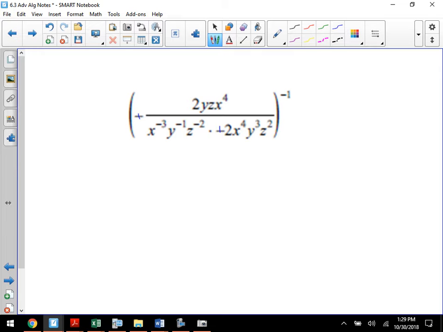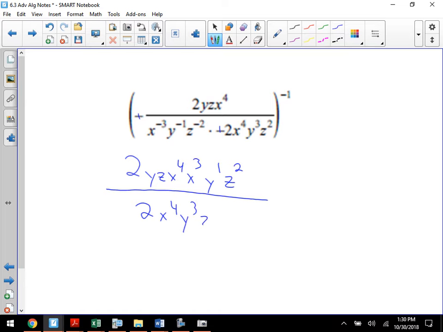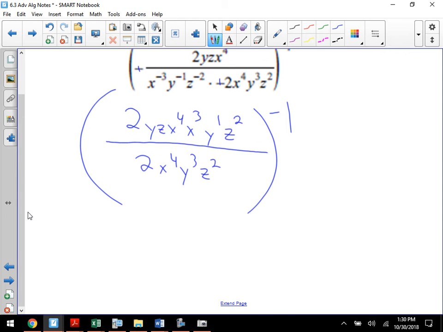Now the other thing is, inside my parentheses, if you think about your order of operations, you'll notice you have some negative exponents right off the bat. So those negative exponents, I'm going to move up. Okay? I'm going to move them up right off the bat. So I know that I'm going to have 2y z x, z x to the fourth, x to the third, y to the first, z squared, all over 2x to the fourth, y to the third, z squared, to the negative 1. With me so far?